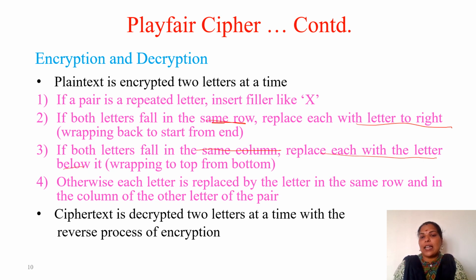Otherwise, each letter is replaced by the letter in the same row and in the column of the other letter of the pair. So we have to form a box, then we have to find the letter in the same row and the other letter of that pair in the column. So ciphertext is decrypted two letters at a time with the reverse process of the encryption. Let us see one example for this Playfair cipher.